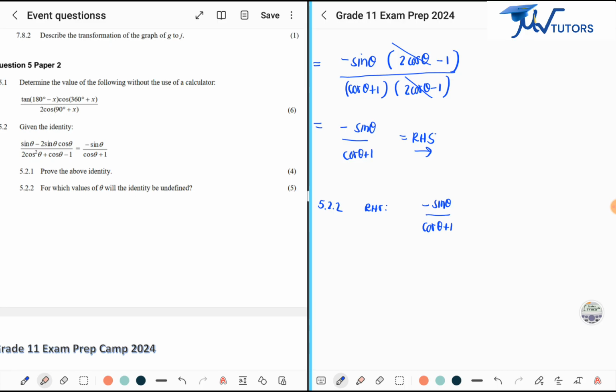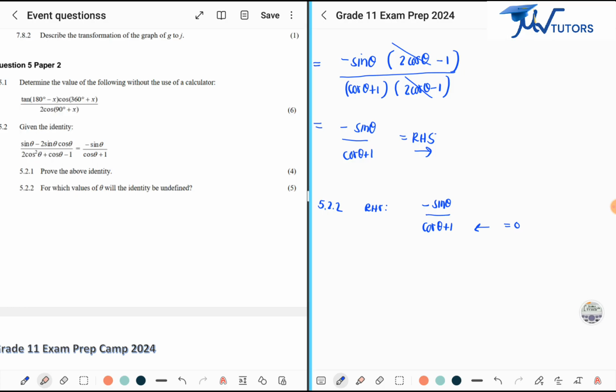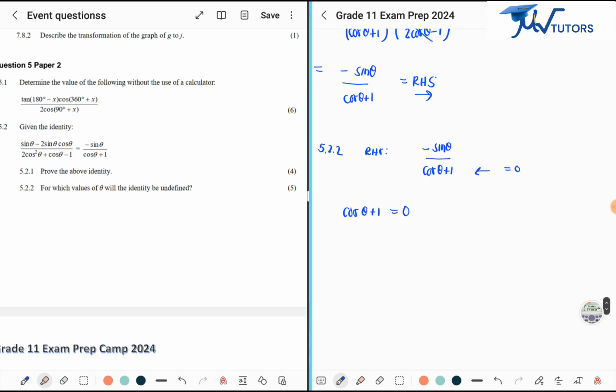Now how will this be undefined? Which values of theta will be undefined? Basically, if your denominator is equal to 0, then any number, 7 divided by 0, you'll get a math error. Okay, complex infinity. But in your calculator, you will get a math error. So basically that's what we're looking for. So we're going to make our denominator equal to 0. And that is how we will get values that will make the identity undefined. All right, so basically then we say cos theta is equal to -1.